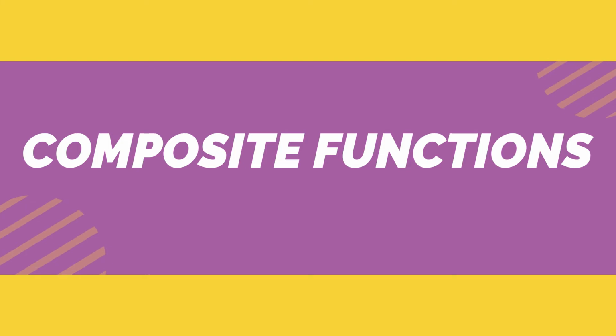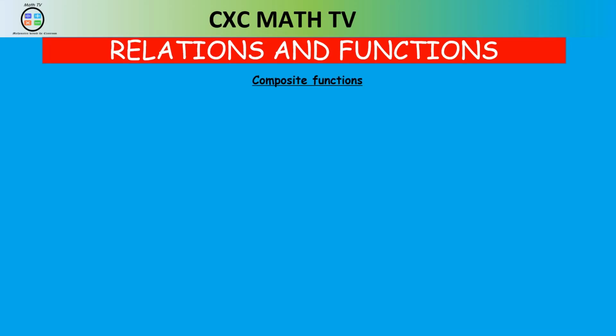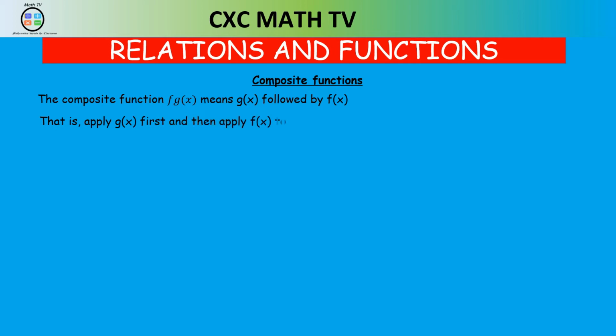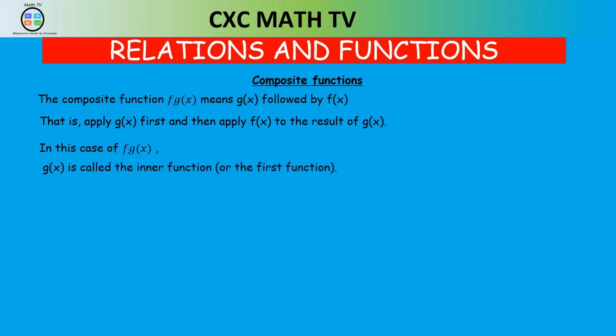composite function. Now, the composite function f g of x just means g of x followed by f of x. That is, you apply g of x first, and then you apply f of x to the result of g of x. In this case, g of x is known as the inner function, and f of x is known as the outer function. So what you're going to do is put x into g, then put g of x into f. That is f g of x.